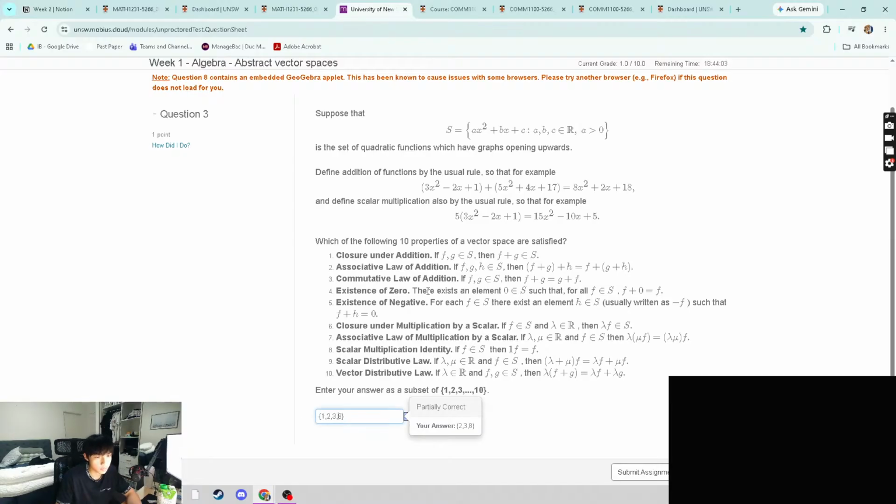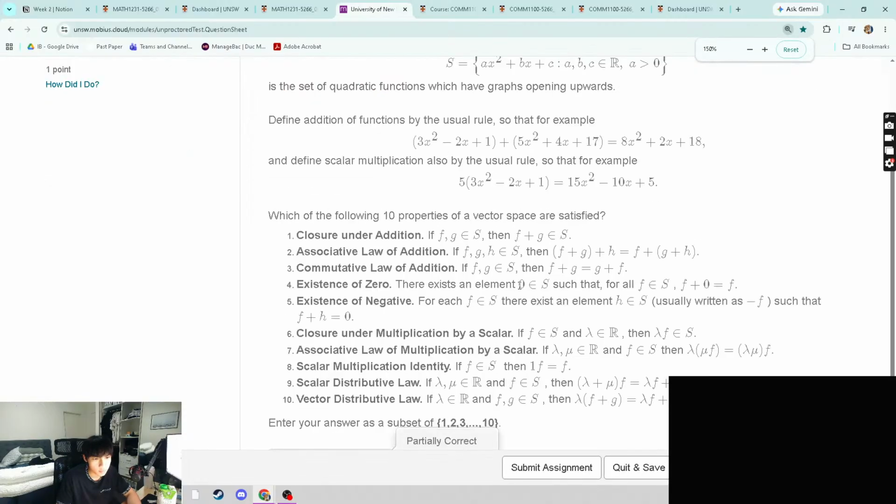The existence of a 0 such that for all f, f plus 0 equals f. This is the 0 quadratic, so it doesn't.